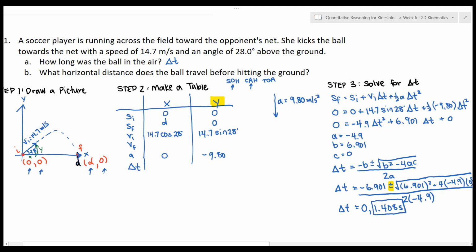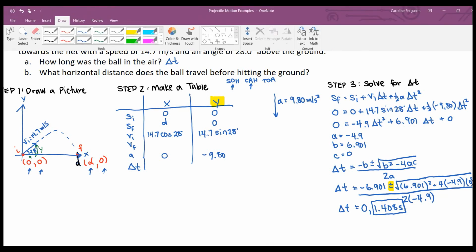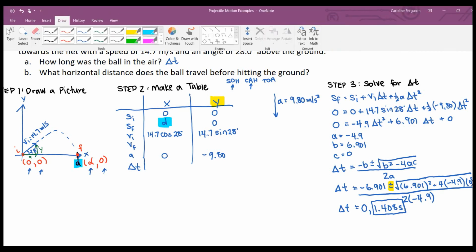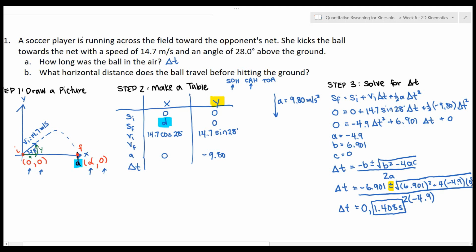Okay, so now the question is asking in part B, what is the horizontal distance that the ball travels before hitting the ground? So it's asking for this d value here, this horizontal distance that it travels when it hits the ground. So this is going to take us to step 4, and in step 4 what we're doing is we're using the time that we got in step 3, but we're putting it in the other column. Time is a scalar quantity. It's not a vector, so it's the same in the x and in the y direction. So in the y direction, we solved for time and we got 1.408. In the x direction, it's the exact same value, 1.408.